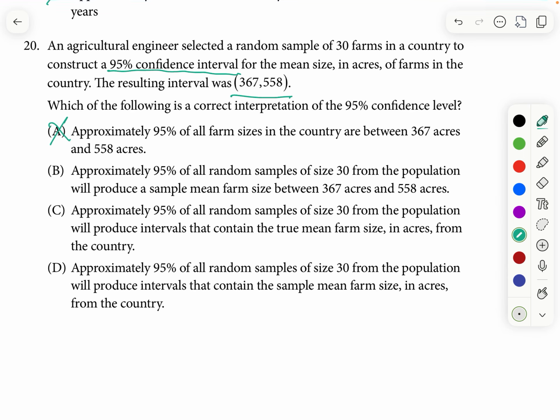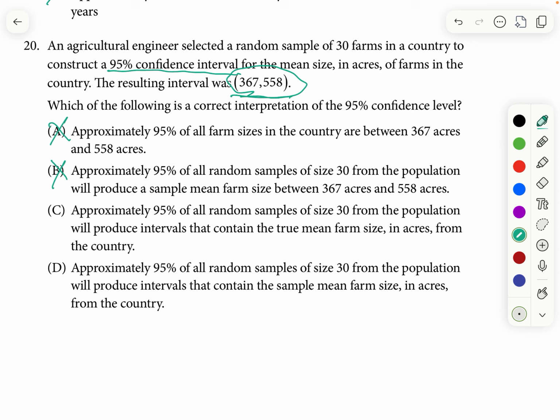Part B, approximately 95% of all random samples of size 30 from the population will produce a sample mean farm size between 367 and 558. That's also not true. So this confidence interval was one particular confidence interval that you got from one sample, but a different sample may produce different confidence intervals. And it's not true that 95% of the random samples will produce a sample mean that is related to this interval.